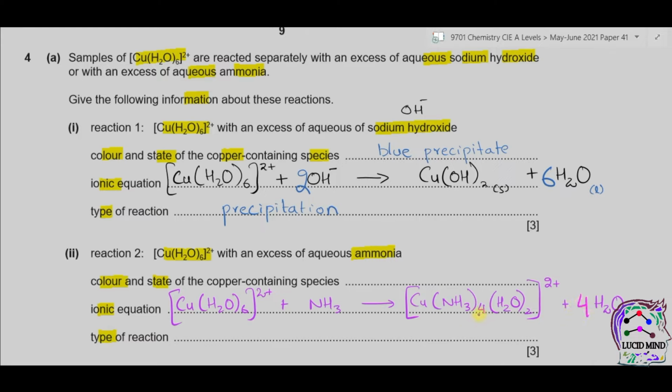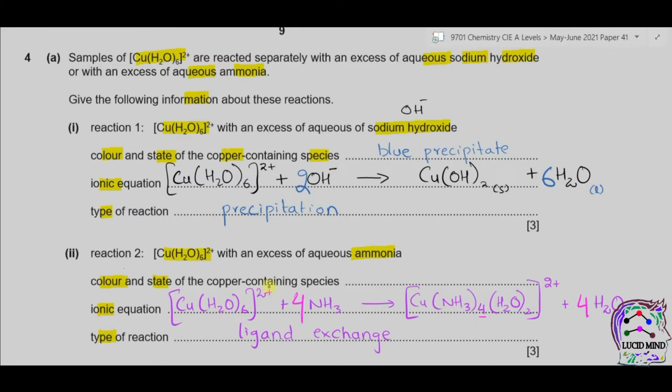And we can balance ammonia. There are 4 ammonia molecules, so we can write 4 with this one. Overall charges are balanced and the elements and molecules are also balanced. Then we have to write the type of reaction. This type of reaction is called ligand exchange, as ammonia is also a ligand and it gets exchanged with the water molecule which was acting as a ligand before.